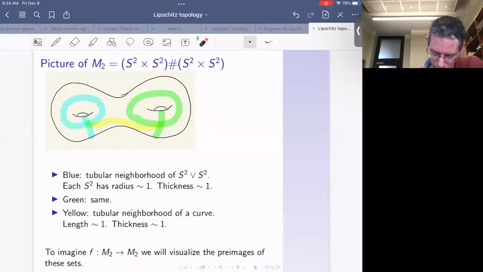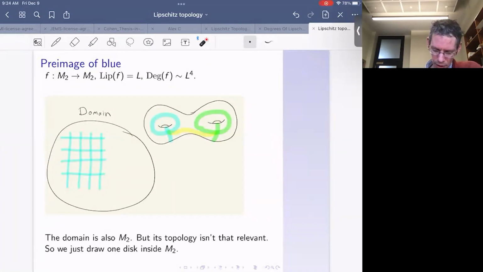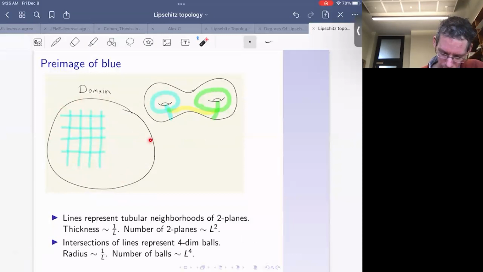And then to visualize my mapping, I'm going to try to picture the preimage of the blue stuff, the preimage of the yellow stuff, the preimage of the green stuff. Okay, so let's start by trying to imagine the preimage of the blue stuff, of this 2-sphere and that 2-sphere. First of all, now I'm going to start to draw the domain. The domain is also a copy of M2 that has some topology, but the topology of M2 isn't actually super relevant for this. And so to get the stuff I care about in the picture, I'm just going to draw a ball, like a typical ball in M2. And I'm going to draw what the preimages look like inside that ball. Okay. So here's my domain.